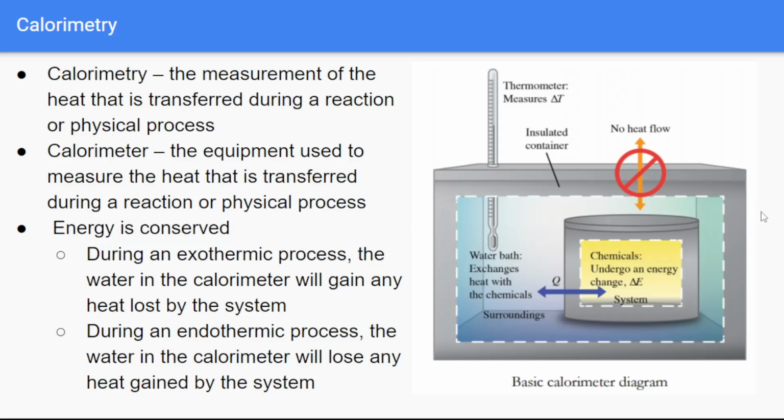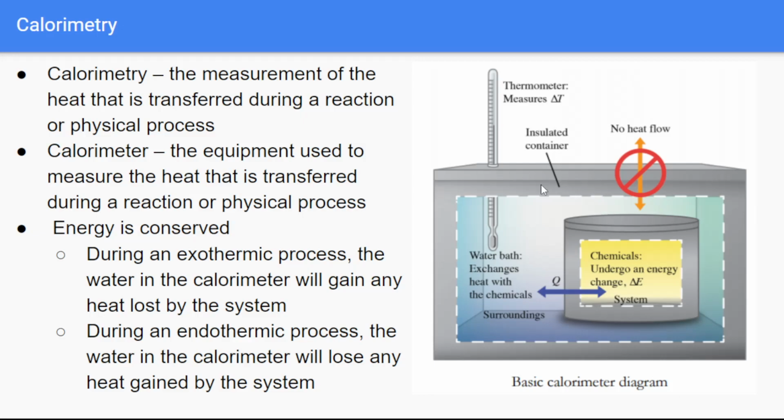In this video, we'll discuss calorimetry and how to solve calorimetry problems. Calorimetry is the measurement of heat transferred in a chemical reaction. A calorimeter is a piece of equipment that we use to measure that heat transfer. And this diagram shows a simple calorimeter.